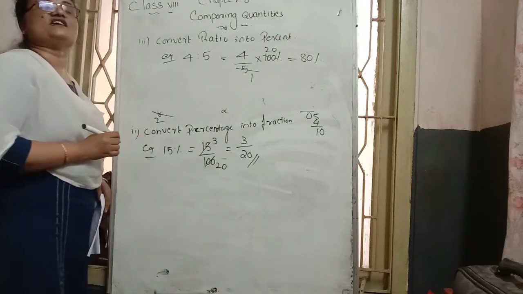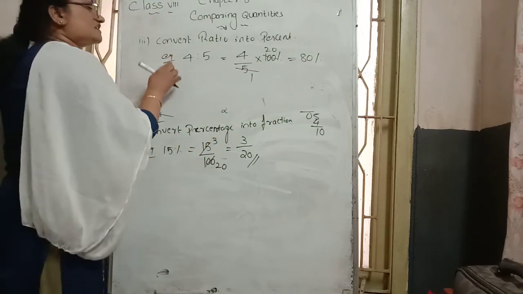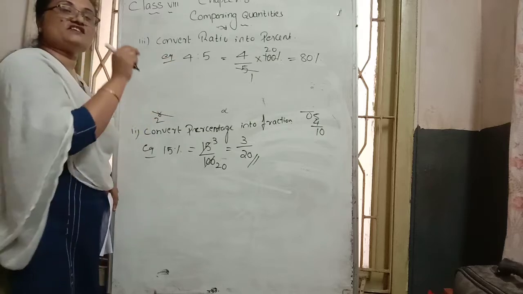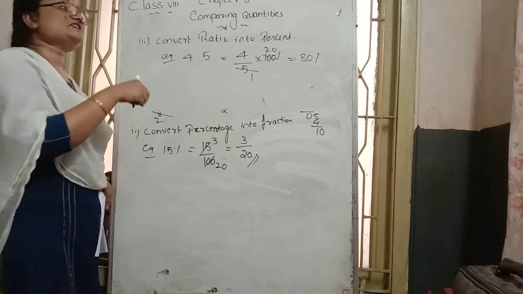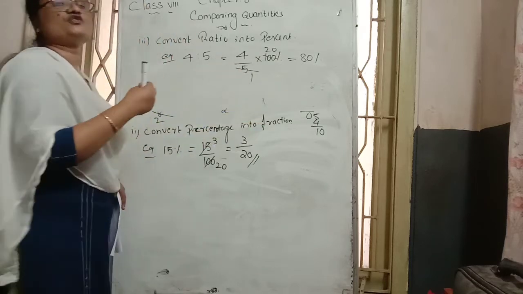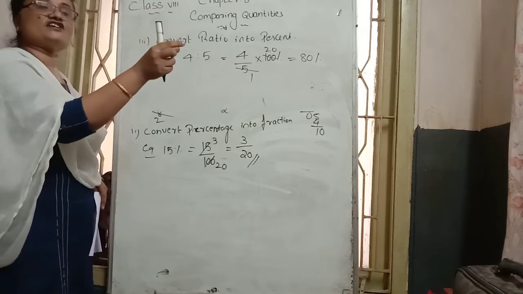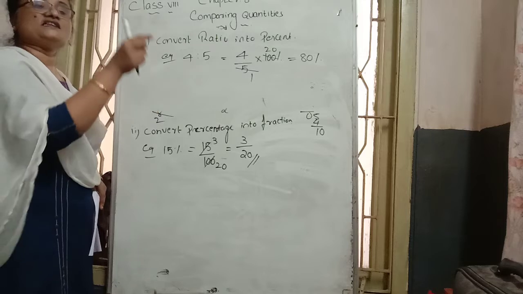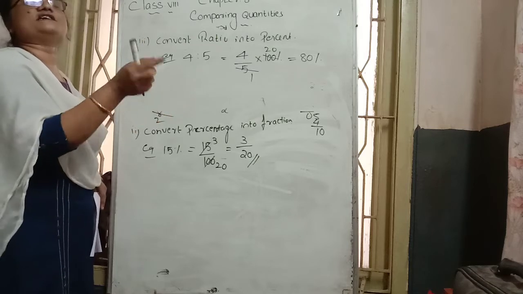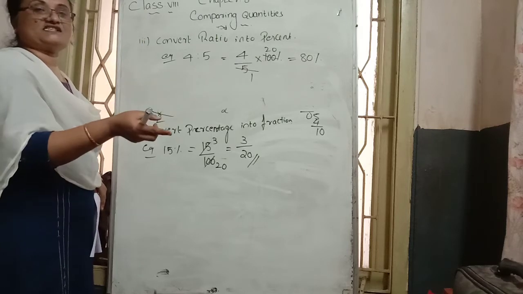80%. In this way we can calculate. See, here the third rule says that when the question is in the ratio, at that time how to convert that ratio into a percent? First of all, we write that ratio in fractional form. Then that fractional number is multiplied with 100%.